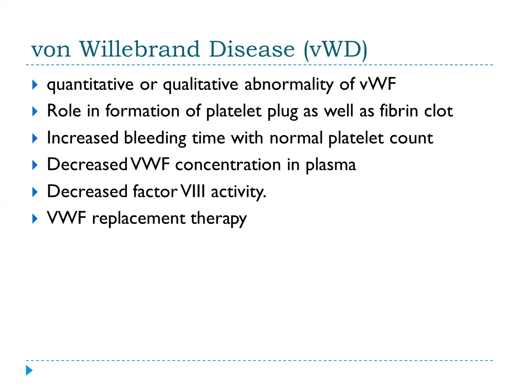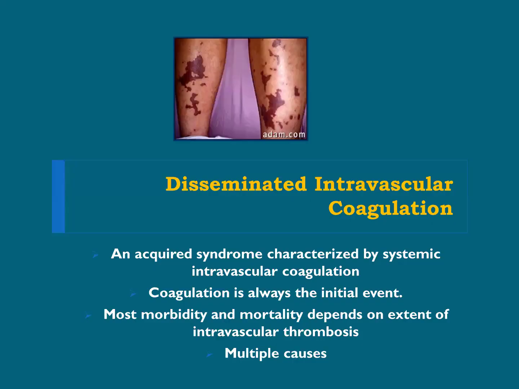Von Willebrand disease, we just talked about it. This is important in the platelet plug as well as in the fibrin clot, right? Because it's a carrier of factor VIII. So there will be an increased bleeding time with a normal platelet count, and there will be decreased factor VIII activity. So there'll be increased bleeding, increased bleeding time, and the APTT is going to be prolonged. And that is when we say that there's a von Willebrand factor problem. The von Willebrand factor concentration is going to be decreased, and then you replace it with von Willebrand factor injections.